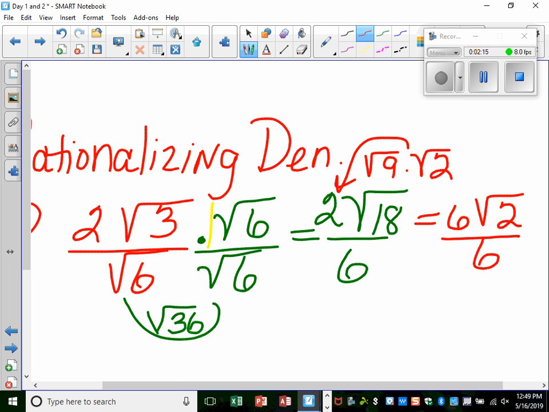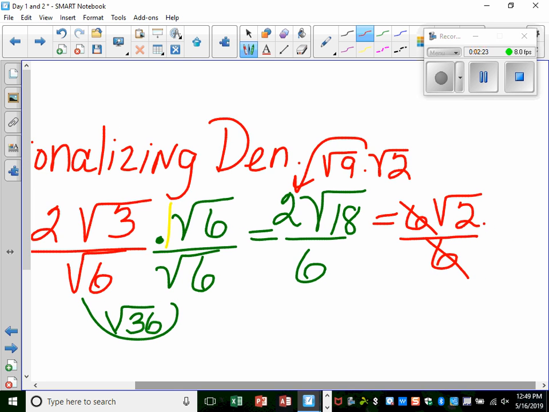Now, you can also simplify the numbers on the outside. So the 2 6s you see here, this one and this one, your final answer is just rad 2. Okay. So numbers on the outside can be reduced as well as numbers on the inside, right?